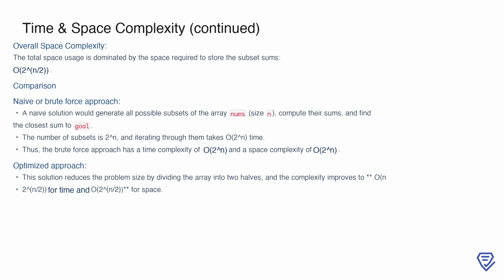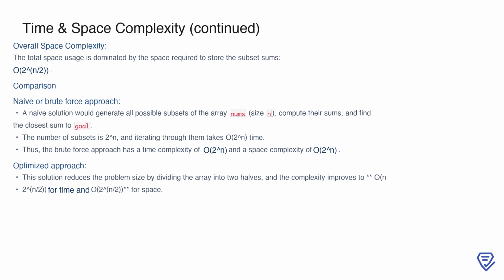To understand the efficiency of this optimized approach, we compare it to the naive solution. The brute force method would generate all possible subsets of the array, which is 2 to the power of n subsets for an array of size n. Iterating through all of these subsets takes 2^n time, and storing them requires 2^n space.